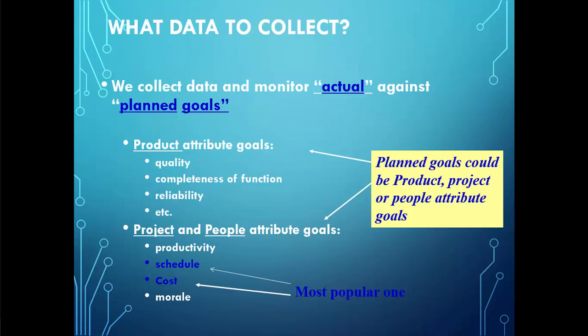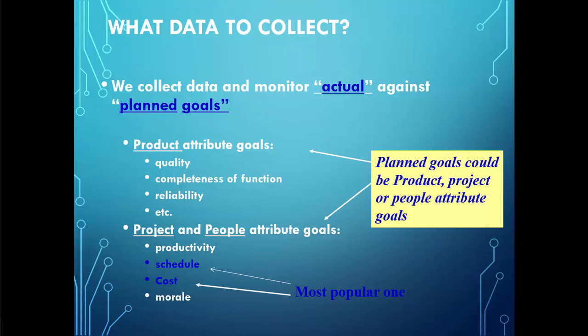Using the data collected, we monitor actual against plans or planned goals, which might be product or project or people attributes. When we say product attribute goals, we mean, as an example, the quality of the product, the completeness of function, reliability, and other product related attributes.